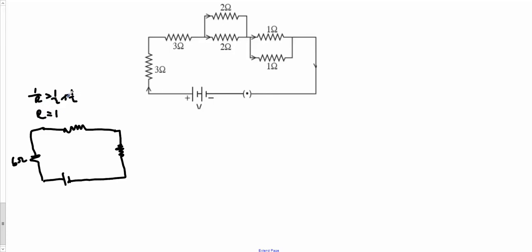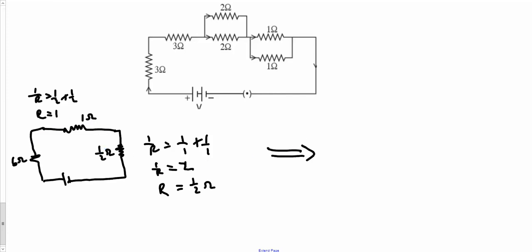And this guy right here, 1 over r equals 1 over 1 plus 1 over 1, which is 2. And therefore when I flip this to find r, I get a half. So this guy is going to be a half ohm. Now what I'm left with is 3 resistors in series with each other, and when I turn those into one super resistor, 6, 7.5.